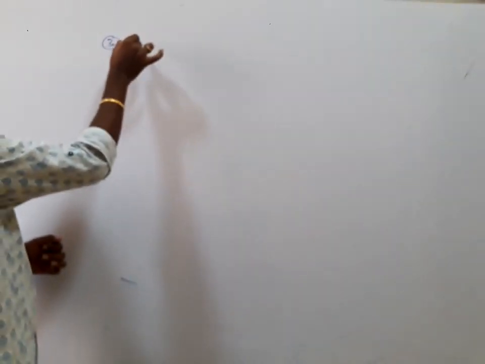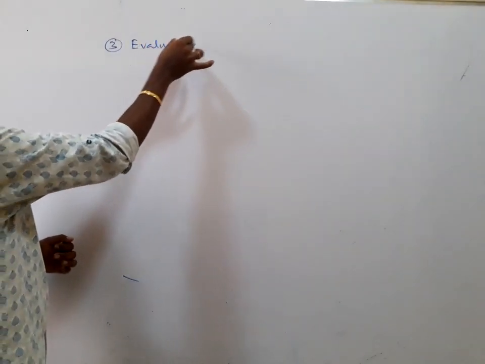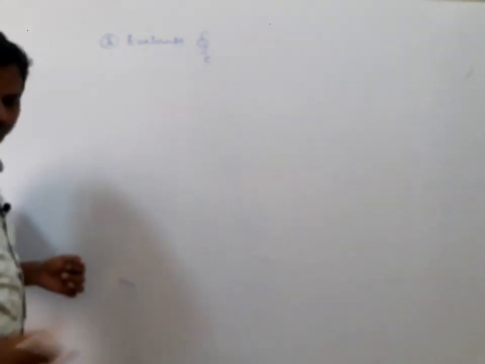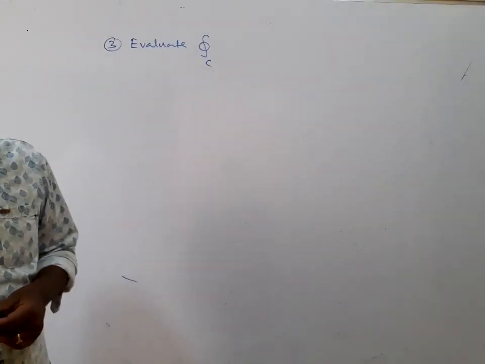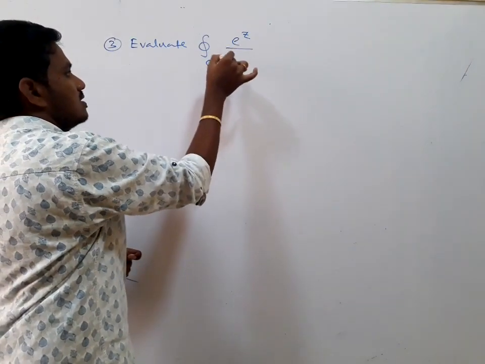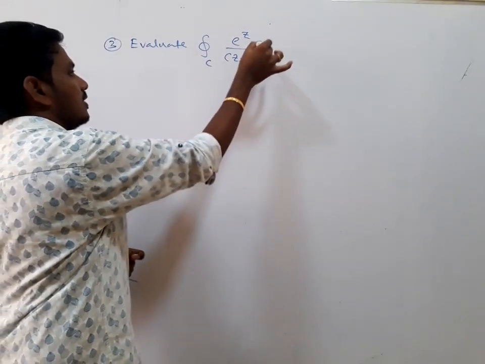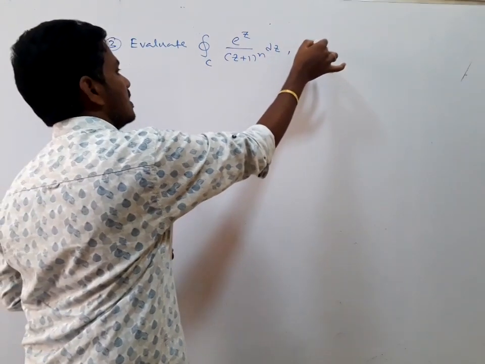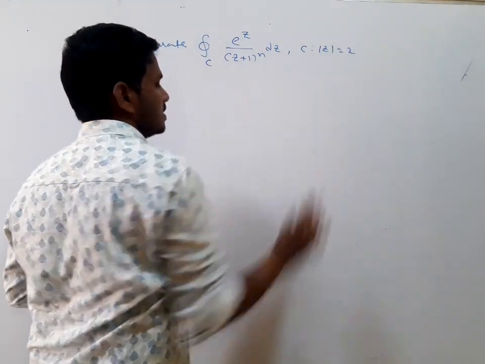Next, evaluate the integral over C of e to the power of z by (z plus 1) whole to the power of n dz, where C is the circle centered at 0 and radius is 2.